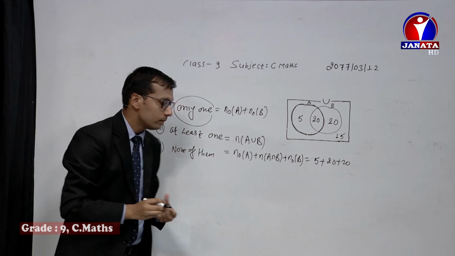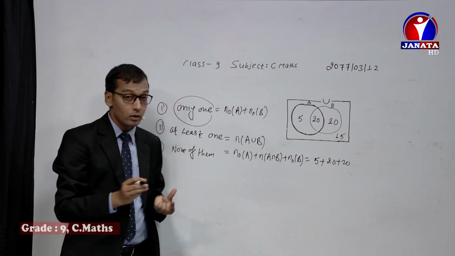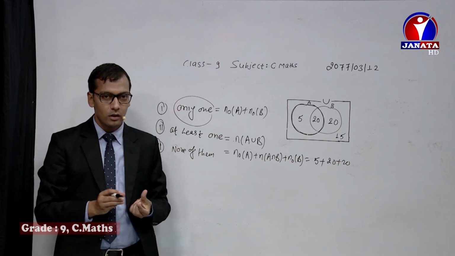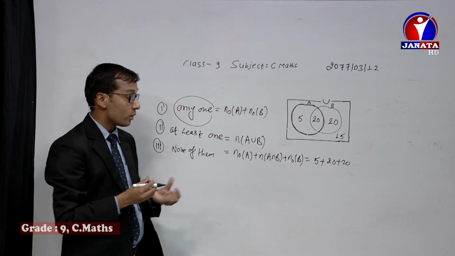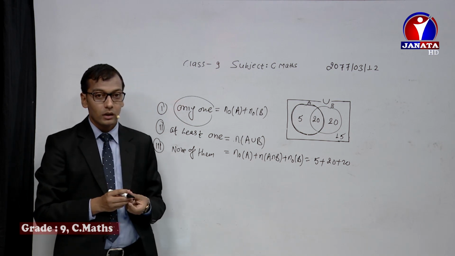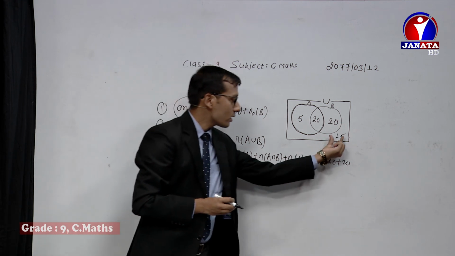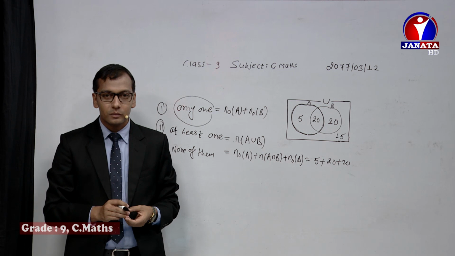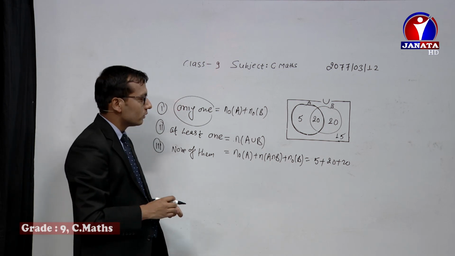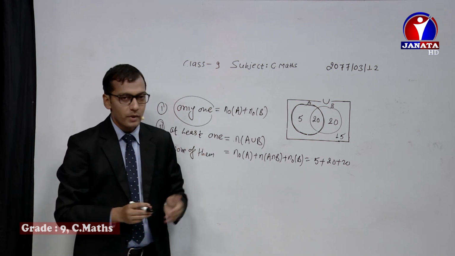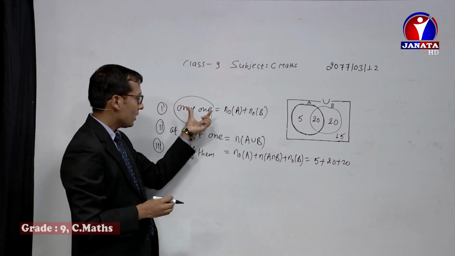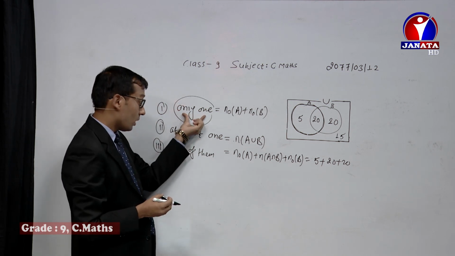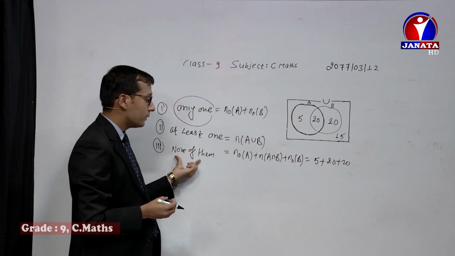Similarly, none of them. This is the negative word, none of them. If somebody asks for the number of students who do not like any of the subjects, it's the complement, 15. So I tried to relate this to two different subjects, A and B, and I talked about three key points here: only one subject, at least one subject, none of them.